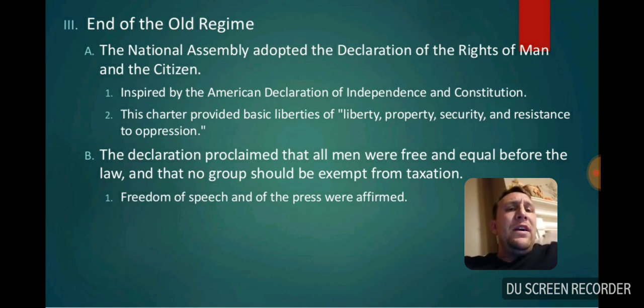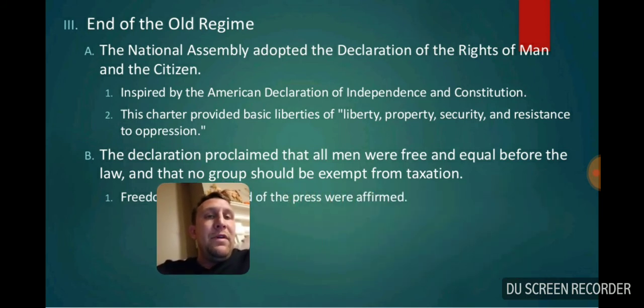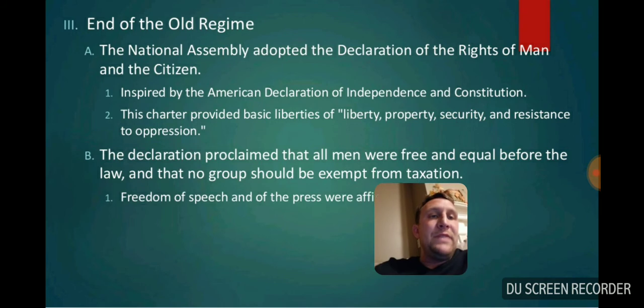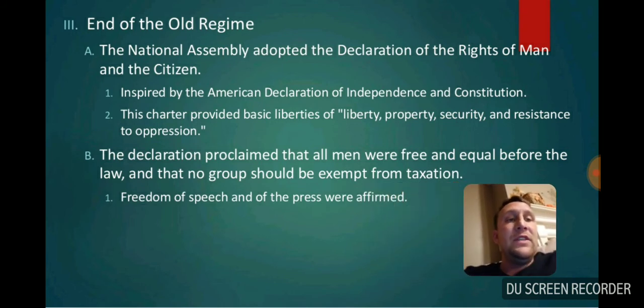The question will become that does all of this, sorry, I skipped something. It says that no group should be exempt from taxation right here, right above me. No group should be exempt from taxation. That's one of the sticking points because that was the point of the taille.